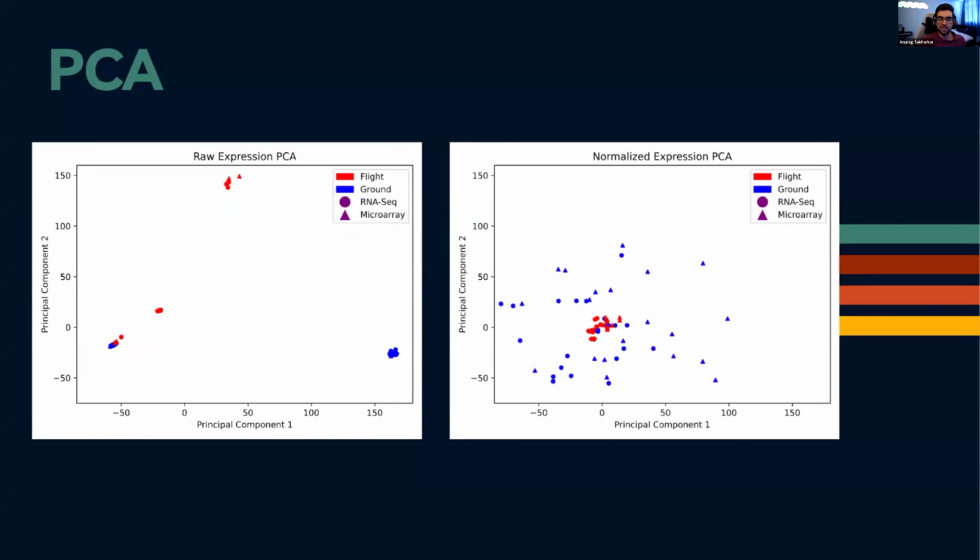Now, we can also color these data points based on assay type and flight or ground profile. And again, we see significant grouping based on assay type pre-normalization, especially in PC2. But post-normalization, we see a significantly more even and dispersed distribution of data points. And we also see something really interesting here, which is a grouping of flight samples together, which implies that the analysis we do further on is actually analyzing the ground-flight difference and not necessarily any other flight effects or batch effects.